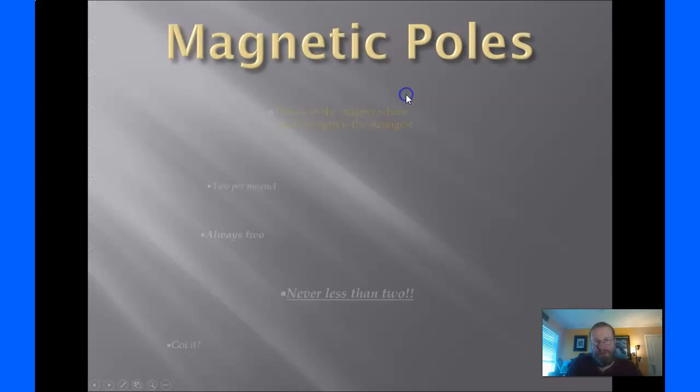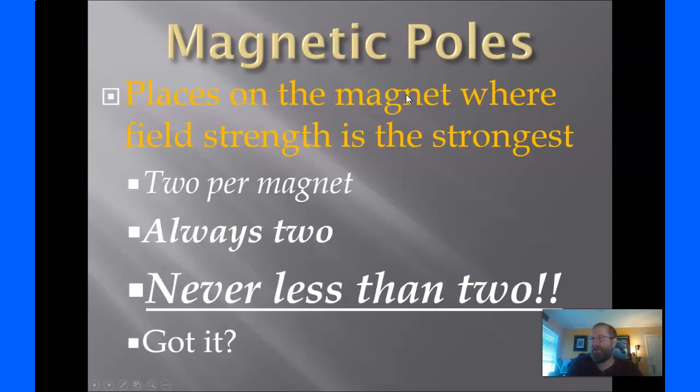Magnetic poles. Places on the magnet where the field strength is the strongest. Every magnet has at least two. Always two poles. Can there be more than two? Yes, but that's college level, not for you right now, unless you feel like Googling it, have fun. The thing you need to get in your mind though is there's never less than two magnetic poles on a magnet. There's no such thing as a monopole.